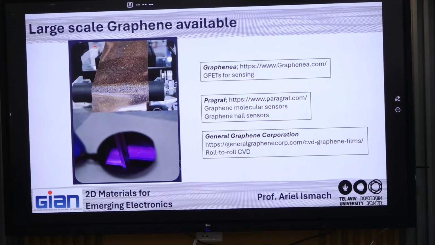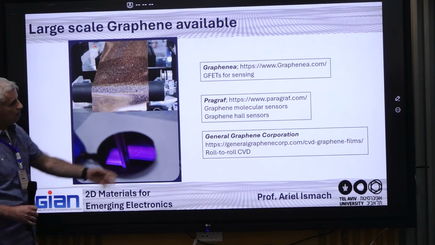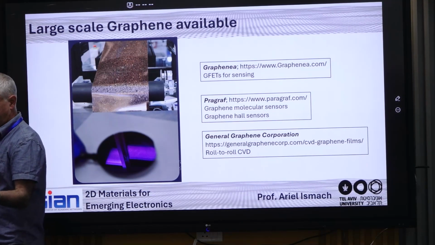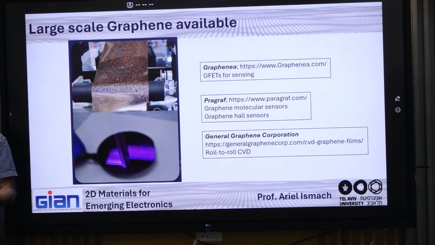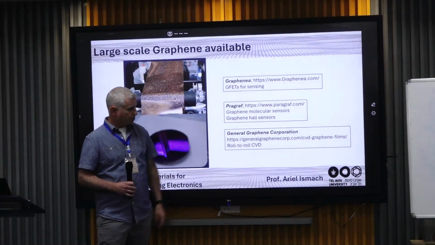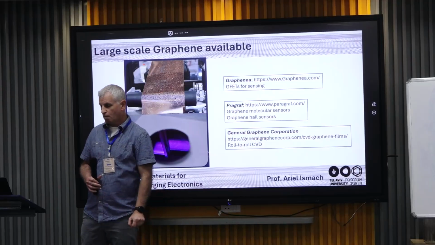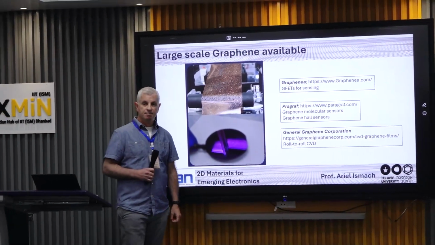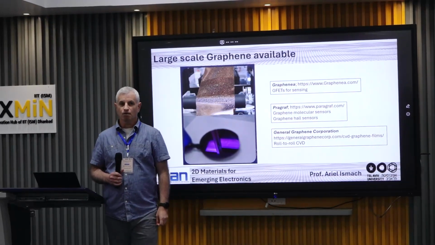And there are even, I told you yesterday about these two companies. They do the growth on wafer scale, on wafers. But there are other companies like this one, General Graphene Corporation, in which they grow on what is called wall-to-wall CVD. Do you know what is wall-to-wall?